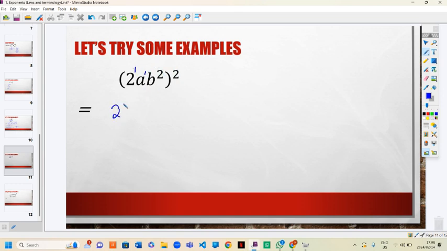So I'm left with 2 to the power of 2, a to the power of 2, and b to the power of 4. I just multiplied this 2 with the 1, 2 with the 1, 2 with the 2. I've got 2, 2, and 4. And what is 2 to the power of 2? 4, a squared, b to the 4.